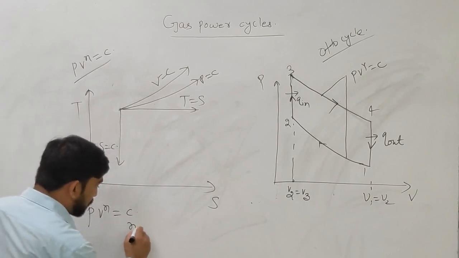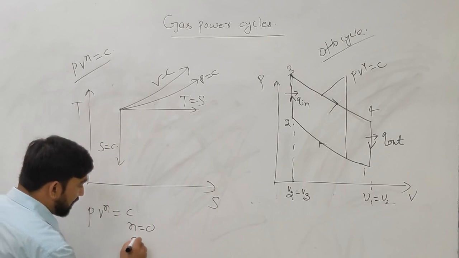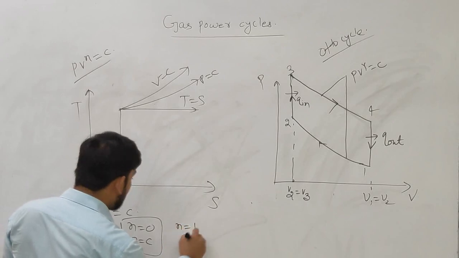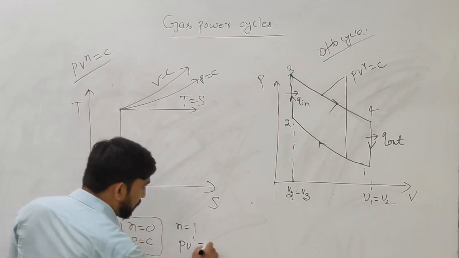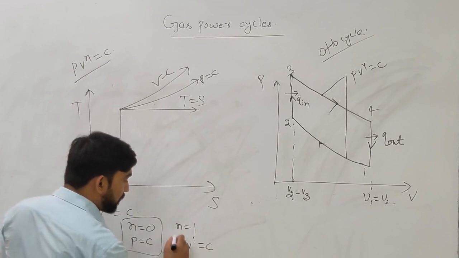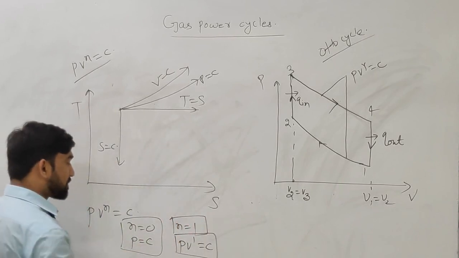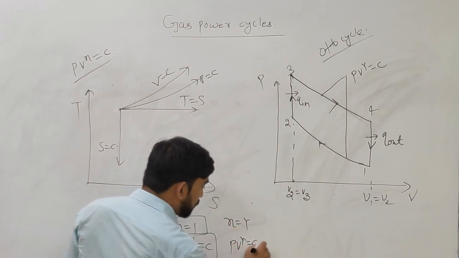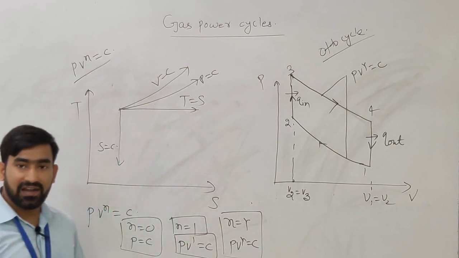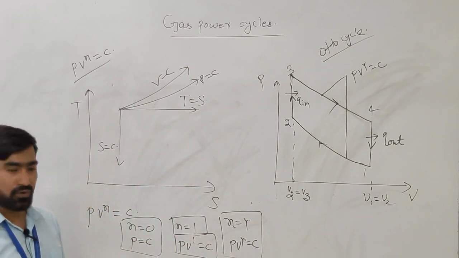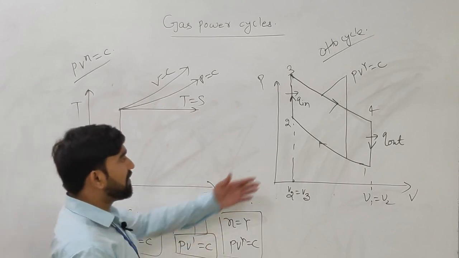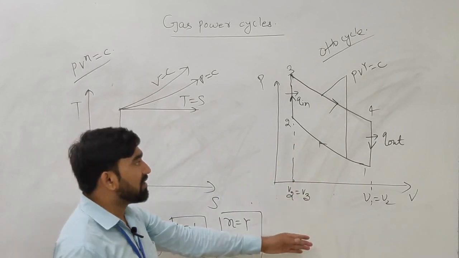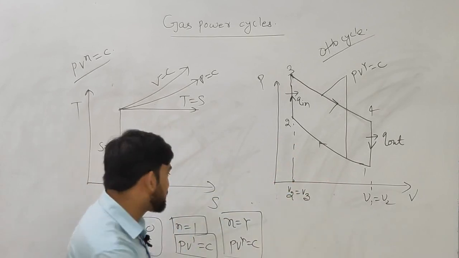When n equal to 0, what will happen? P equal to constant. And when n equals 1, PV equal to constant, or P1V1 equal to P2V2. That is isothermal process. And when n equals gamma, PV to the power gamma equal to constant, or it is reversible adiabatic or isentropic process. So let us see how we can draw the TS diagram with the help of polytropic process in case of Otto cycle. And again we will see diesel cycle and dual cycles.